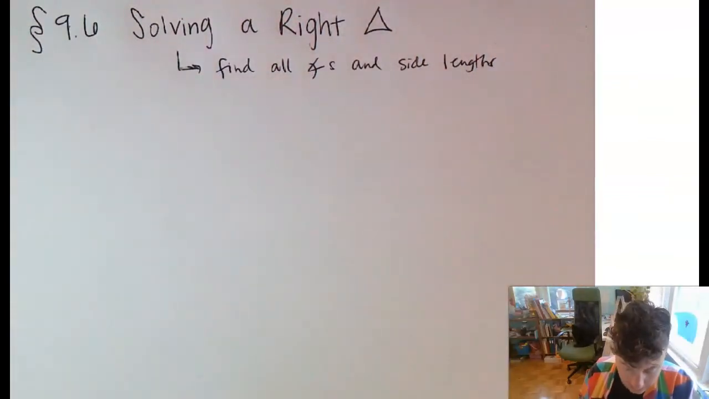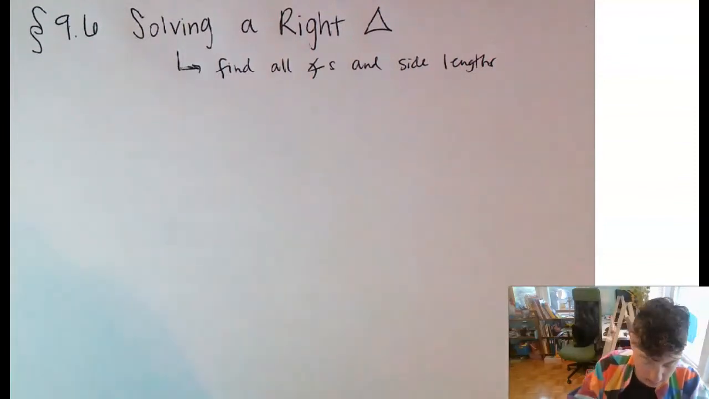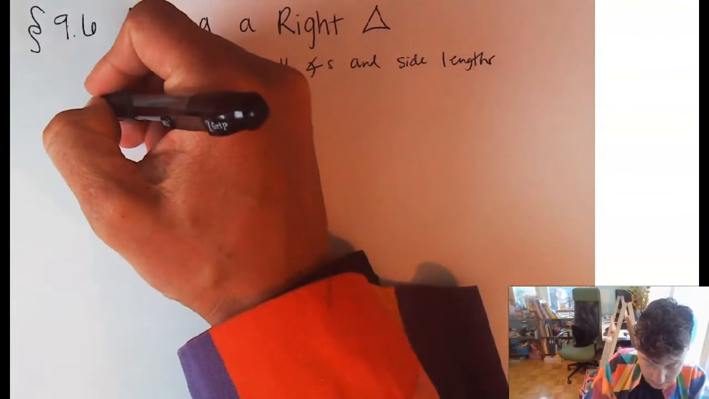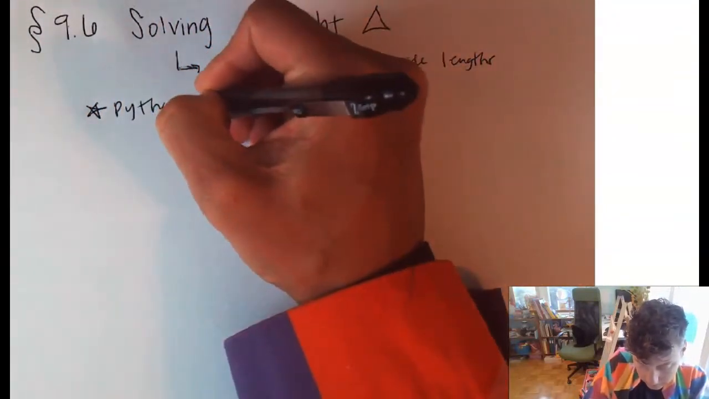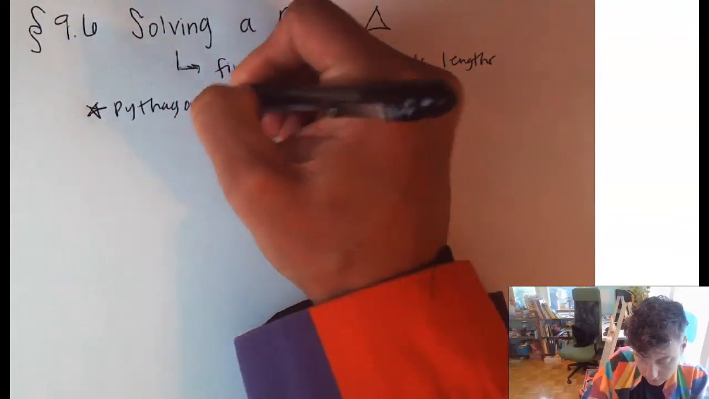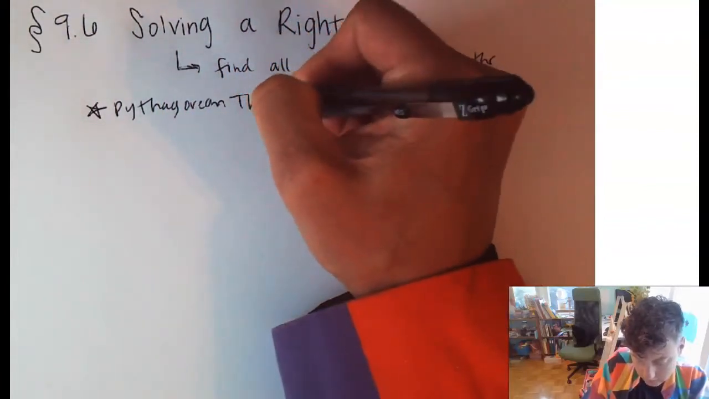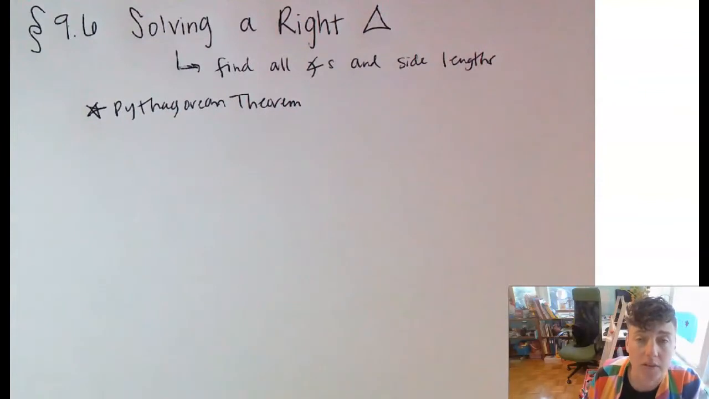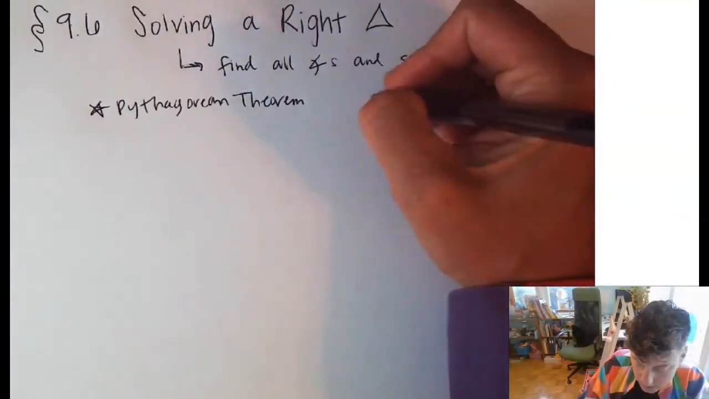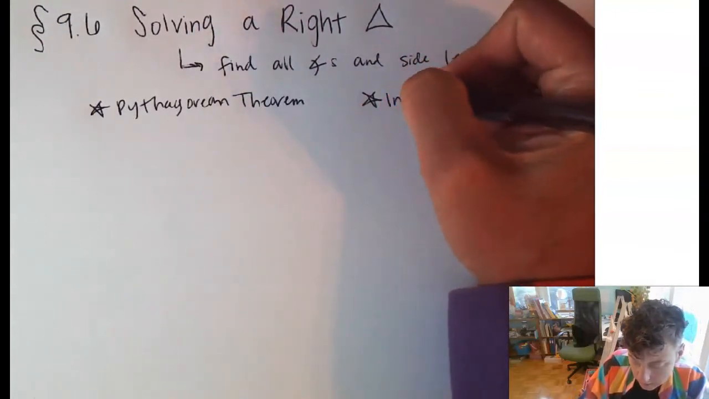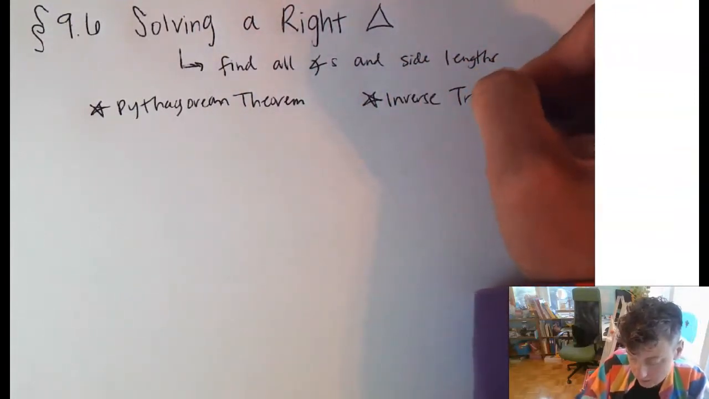Cool. So there's a couple tools we're going to use here to do this. We'll be using our Pythagorean theorem. So that'll be a little review. And that'll help us find some side lengths. And then we're going to use the inverse trig functions.